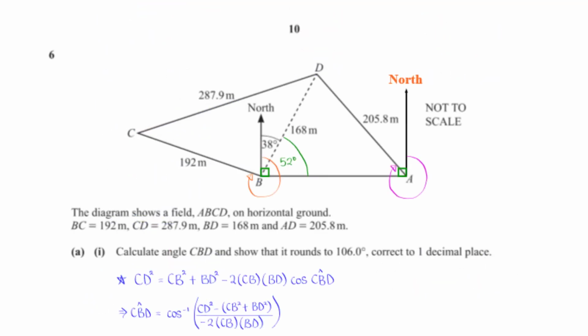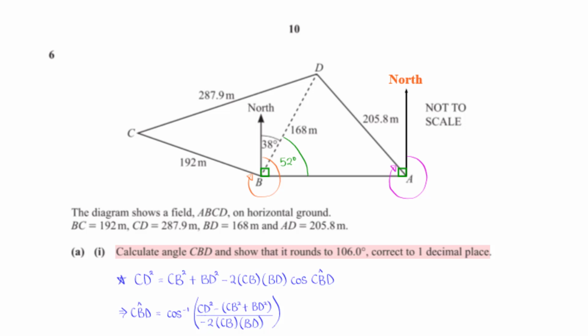The diagram shows a field ABCD on horizontal ground. BC is 192 meters, CD is 287.9 meters, BD is 168 meters, and AD is 205.8 meters. Calculate angle CBD and show that it rounds to 106.0 degrees, correct to one decimal place.